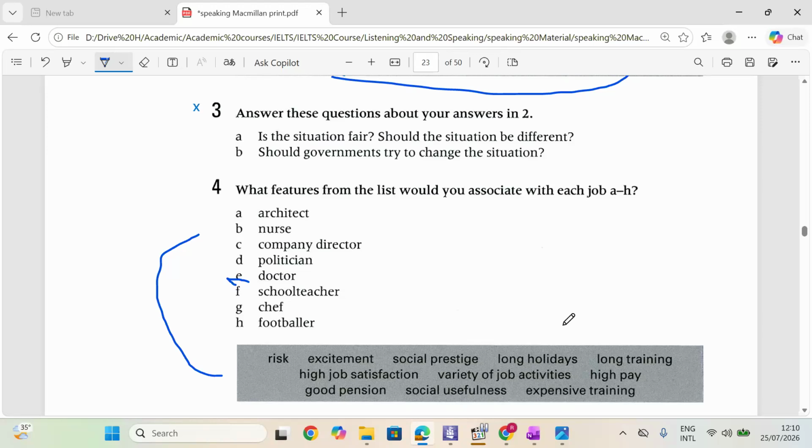Okay, so a politician has a lot of social prestige. Yes, a politician has social prestige, correct? Has a good pension, and has a high pay.